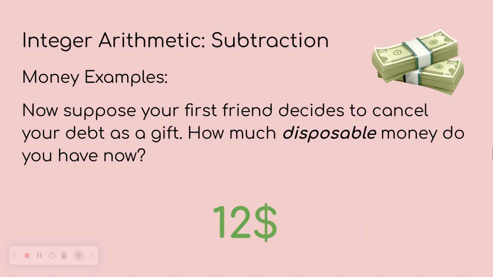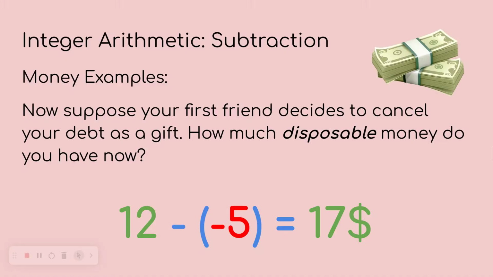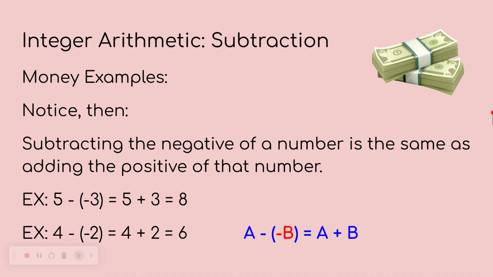But suppose your first friend, who you borrowed $5 from, decides to cancel your debt as a gift. How much disposable money do you have now? You cancel out that negative $5, that debt that you had, you subtract that, and now you're back to $17, right? So when you subtract a negative, that's the same as adding a positive. Again, subtracting the negative of a number is the same as adding the positive of that number. Or more cleanly, with some algebraic variables, a minus negative b is the same as a plus b.